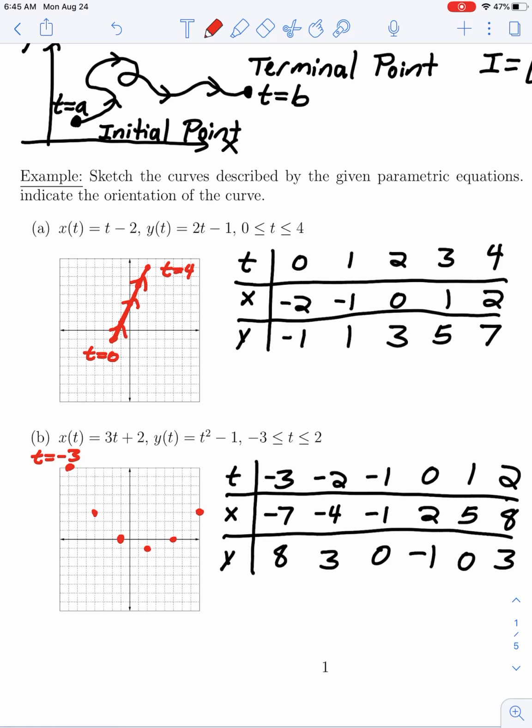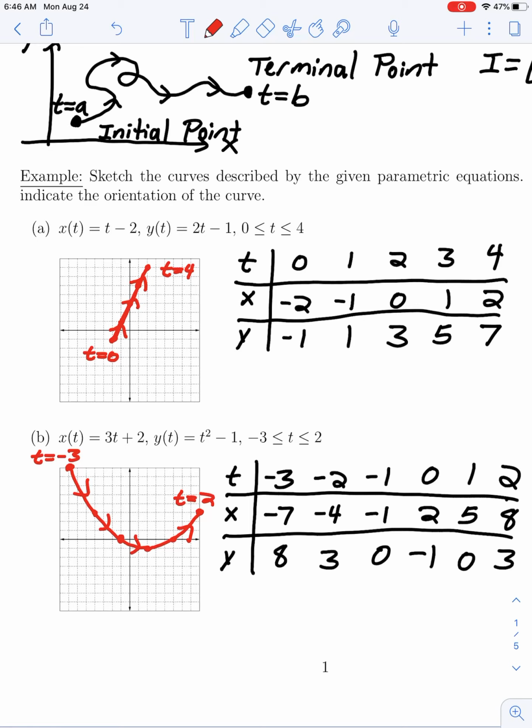So connecting these points, we have a curve that looks something like this. It's in fact part of a parabola. And using arrows to indicate the orientation of this curve, what we see as t was increasing from -3 to 2, we were moving from left to right along this curve.